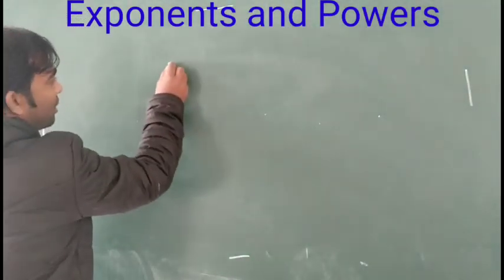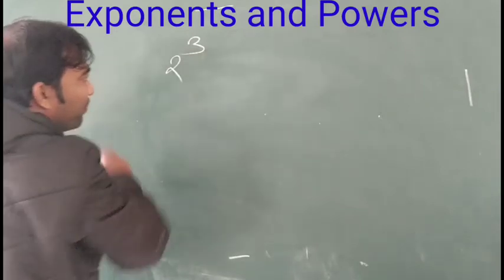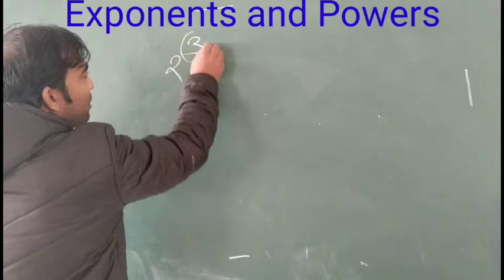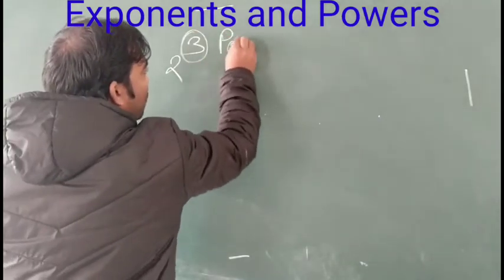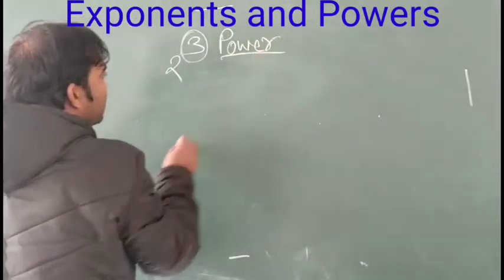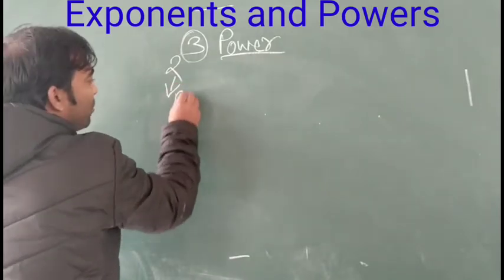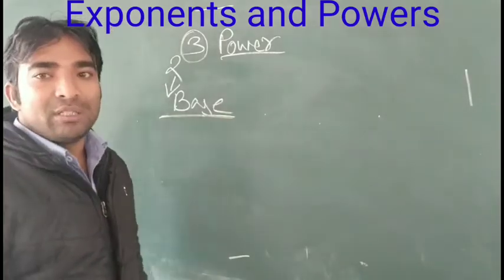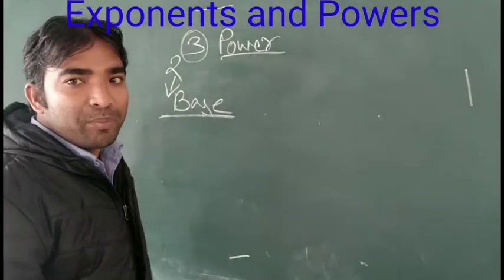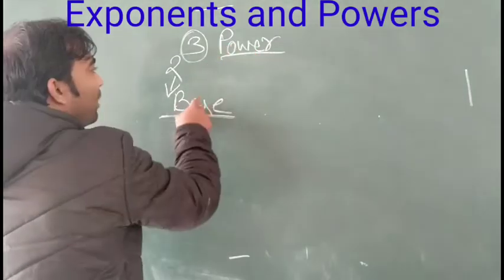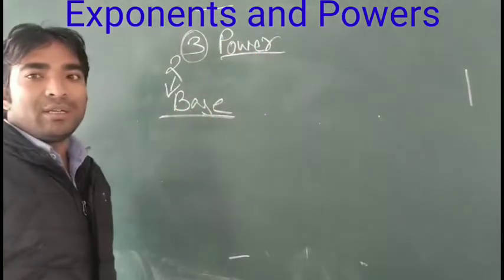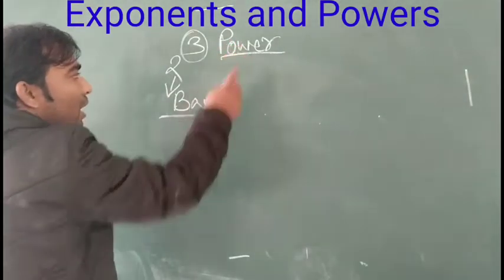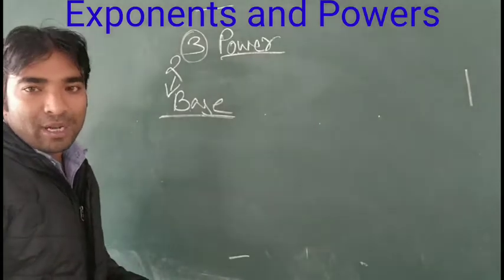If we write an example, 2 cube, here we have to understand that this cube is known as the power or the exponent, and this 2 is known as the base. Why am I telling you this? Because when we start the formulas related to exponents and powers, we have to understand this base and power. Most of the time we have to read and learn this base and power. If we understand what is the base and what is the power, then all the formulas will be easy for us.